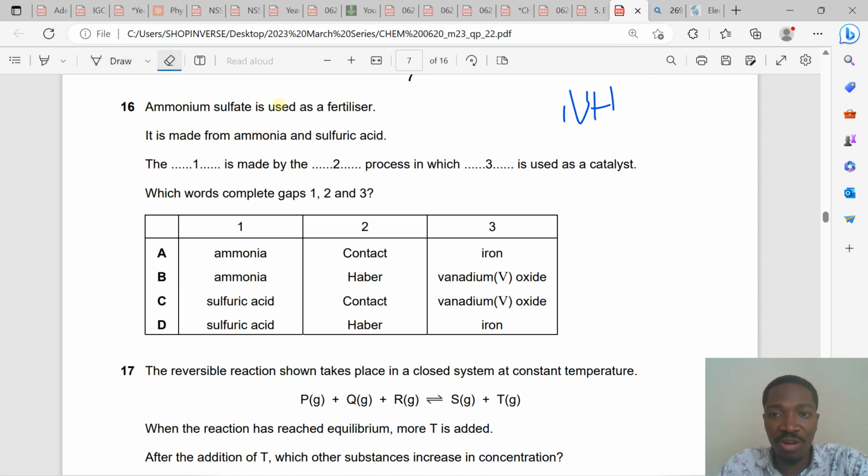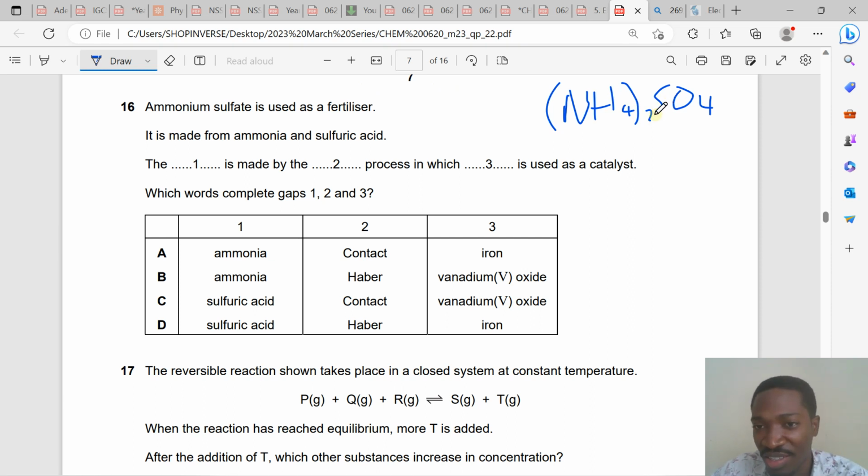Ammonium sulfate, NH4, then SO4. SO4 has an oxidation number of -2, so it will be ammonium sulfate. So to produce ammonium sulfate, you have to produce sulfuric acid. Then from sulfuric acid, you react that with ammonia.